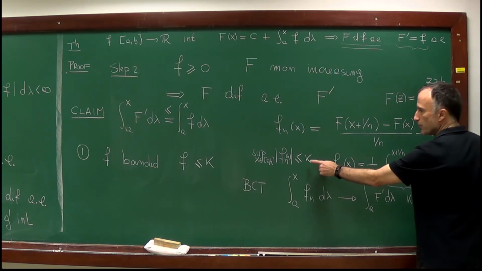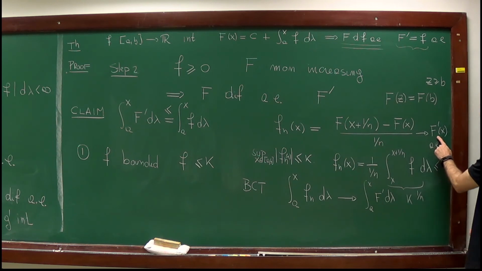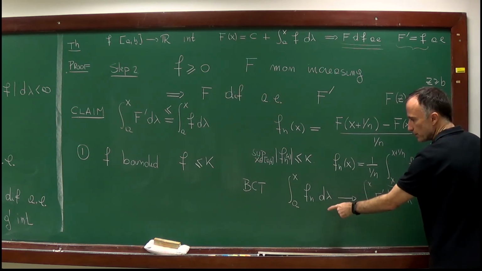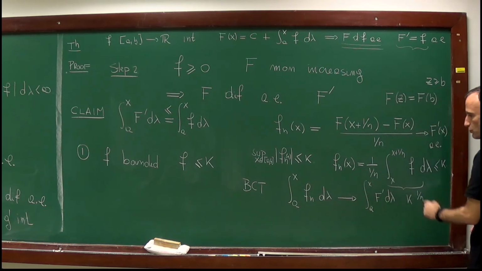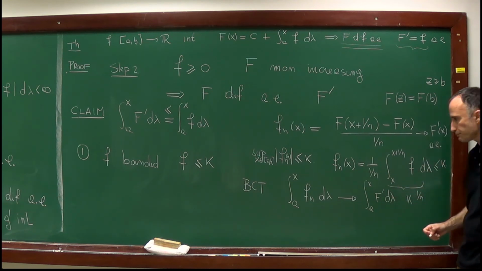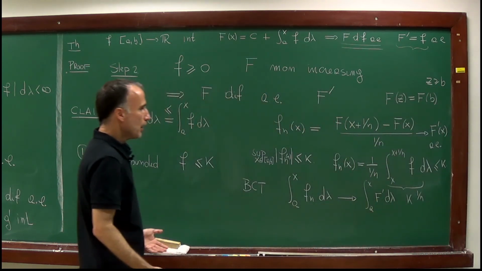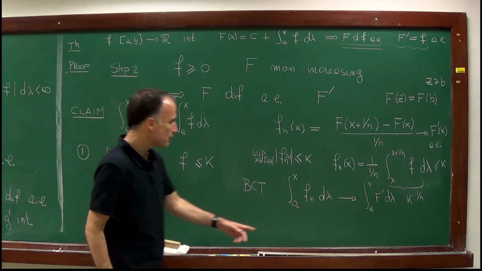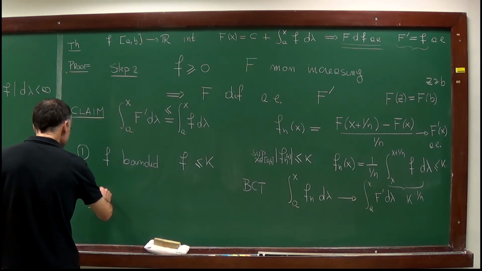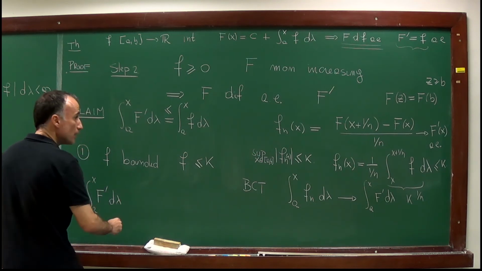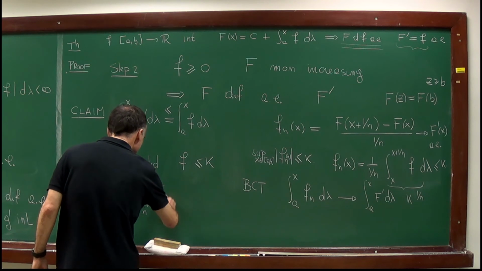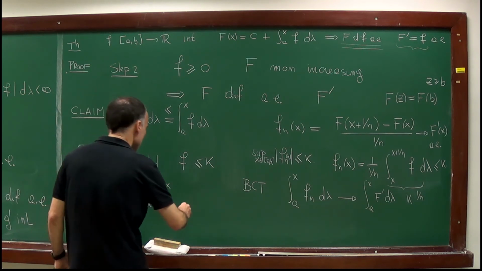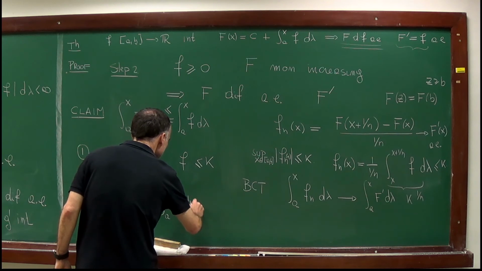This sequence is uniformly bounded by k. It's converging almost everywhere to f prime. And therefore, by the bounded convergence theorem, the integral of this sequence is converging to the integral of the limit, which is f prime. So I know that the integral of f prime from a to x d lambda is equal to the limit of the integral from a to x of fn d lambda. Okay?